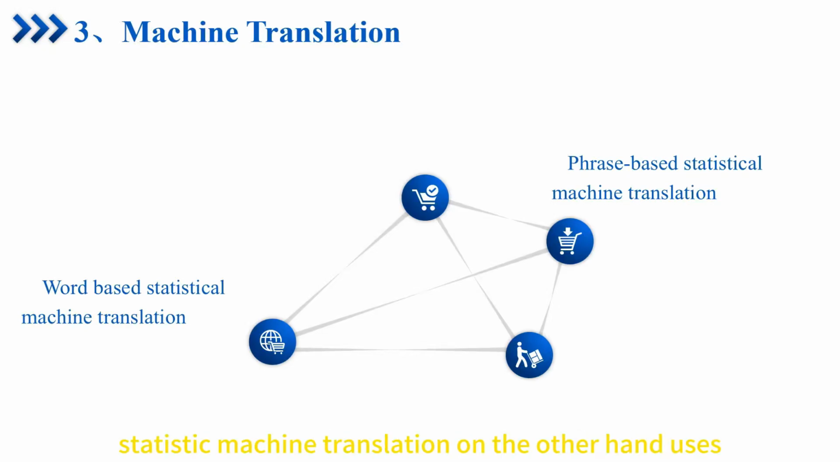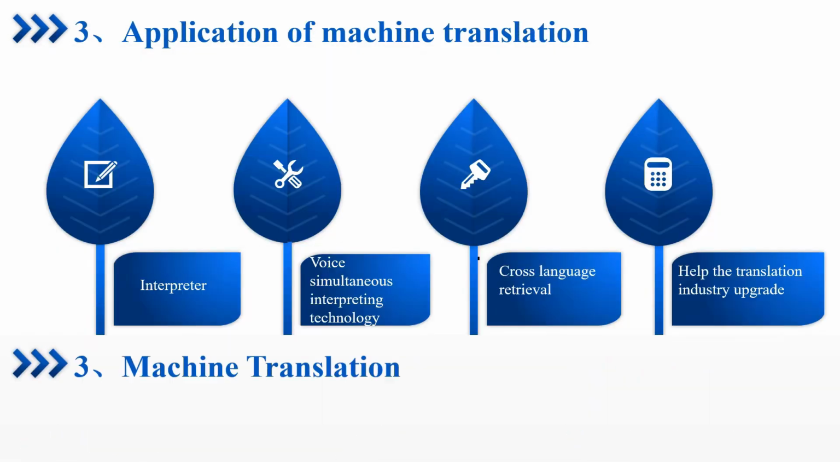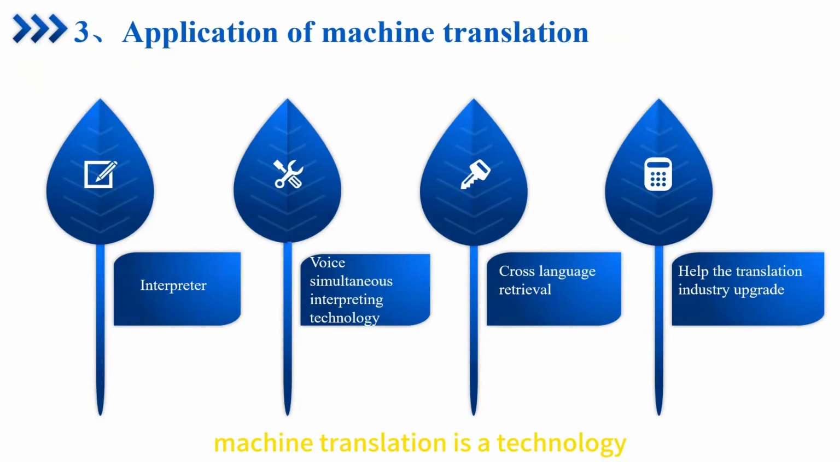Statistical machine translation, on the other hand, uses statistical models to learn how to translate text by analyzing large amounts of bilingual data. This method is more flexible and adaptable than rule-based machine translation and is able to produce translations that are often more accurate and natural sounding. Machine translation is a technology that uses computers to automatically translate text from one language to another. It has many applications, such as language translation devices.